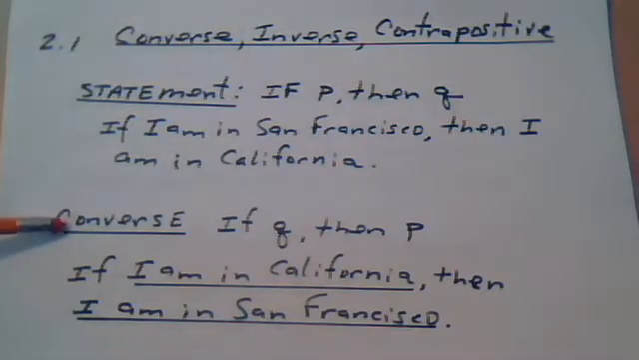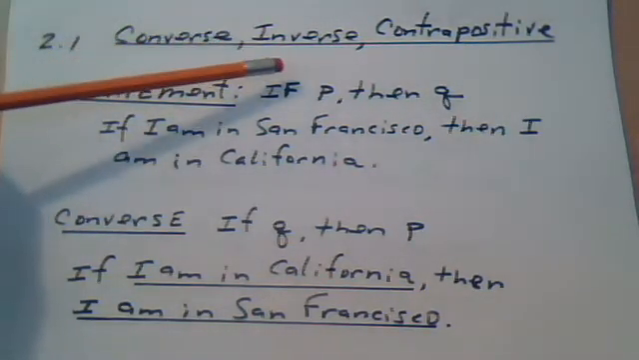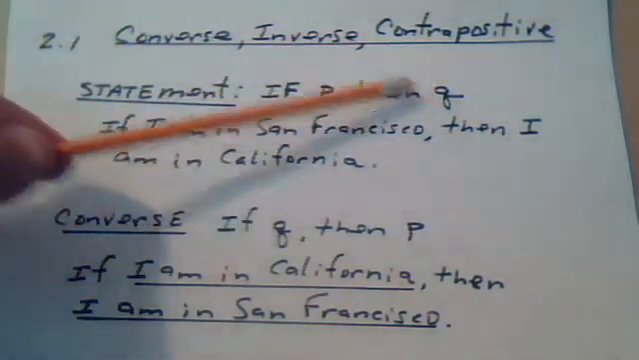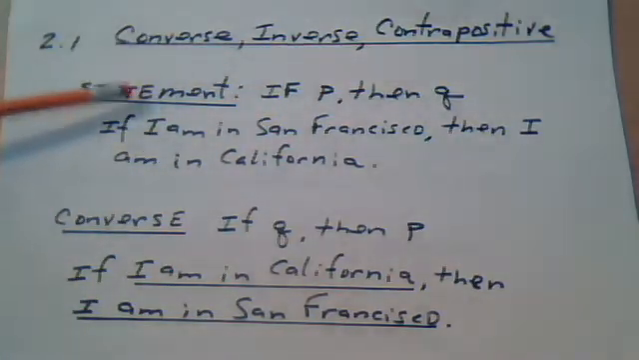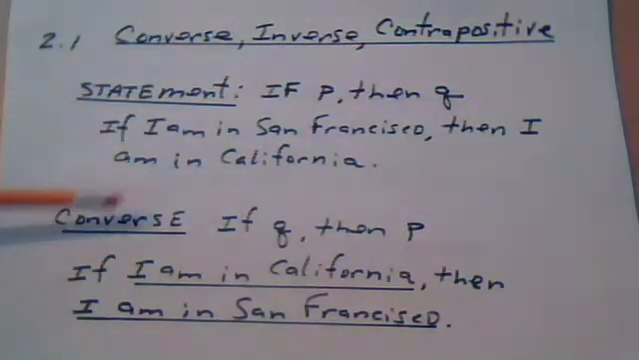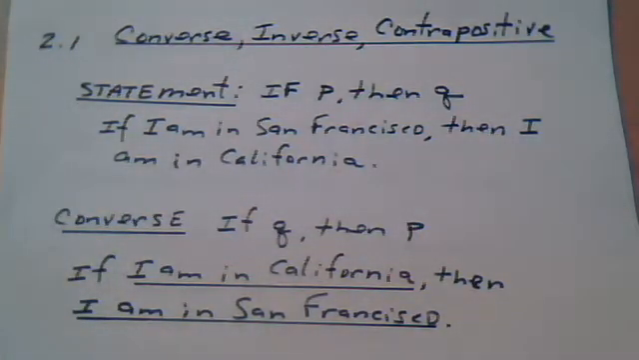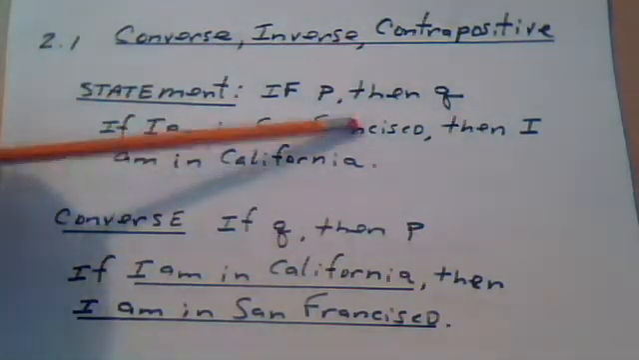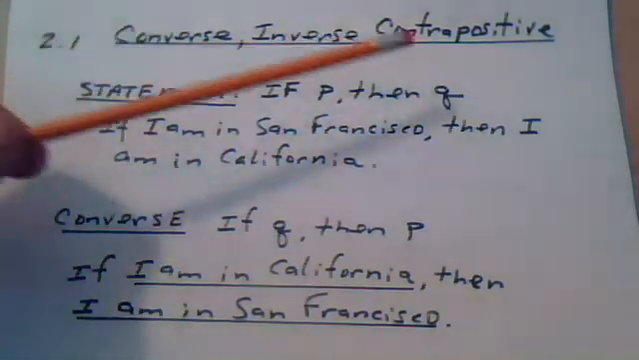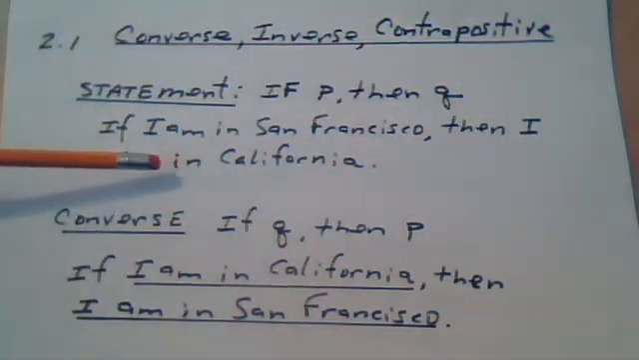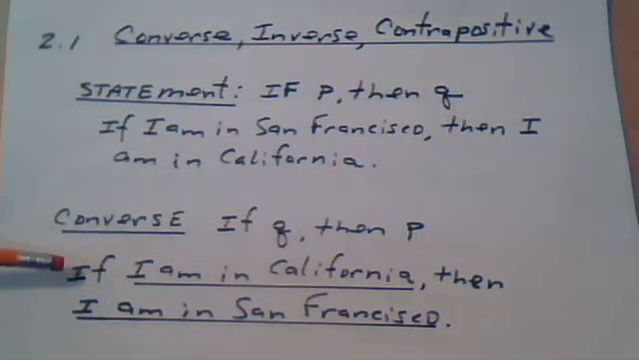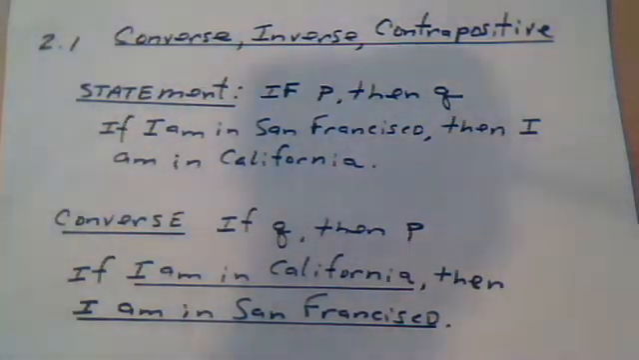So notice for the converse, you change the Q and the P. The statement was if P then Q. For the converse, it's if Q then P. So you switch what comes after the if with what comes after the then. So now it reads, if I'm in California, then I'm in San Francisco.